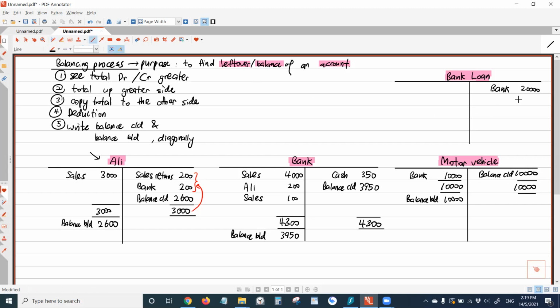Now the bank loan. Once again, one side has something, the other side has no entry at all. So the greater side is the credit side. Total up the credit side. Copy this total to the other side. Then do the deduction. Nothing to deduct. You get back your $20,000. Bring it down diagonally and go on and write balance CD and balance BD. So this indicates that you are left with $20,000 worth of debt that you owe to the bank.